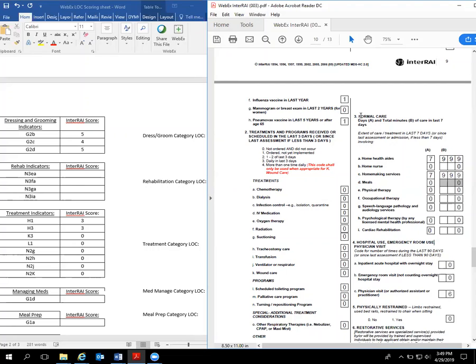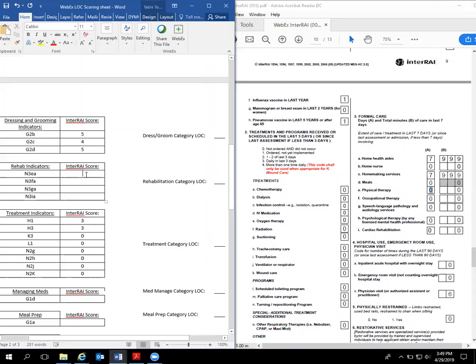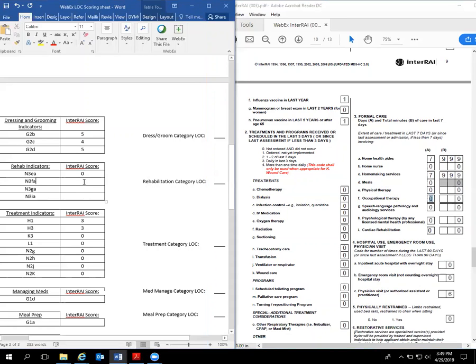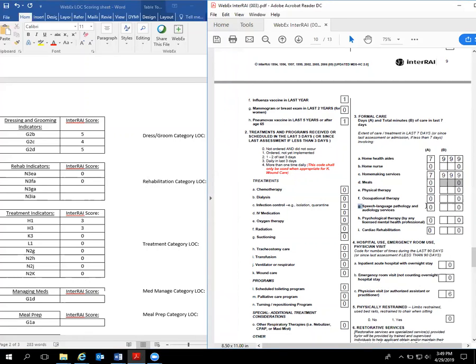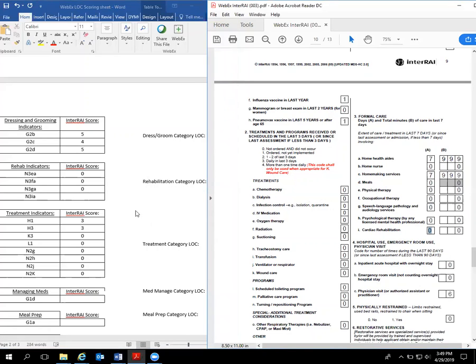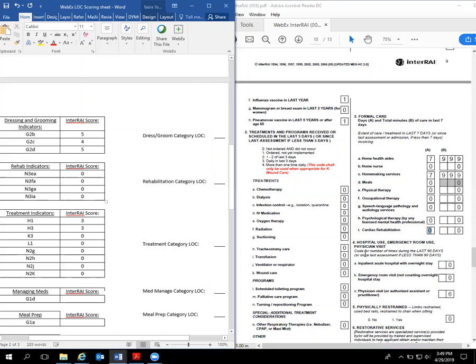So our first indicator is N3EA. So N3E column A, and that is a 0. So I will put a 0 here on the worksheet. N3FA is a 0, so I'll put 0 on the worksheet. N3GA is a 0, so I'll put 0 on the worksheet. And N3IA is a 0 as well. So just keep in mind that you're wanting to look in this A column right here for rehab.